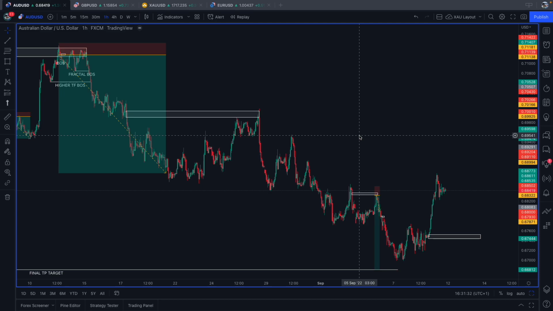Now, the four pairs I'm going to go over today are as follows. So we are going to start with AUD USD, then we're going to move over to the Great British Pound to the US dollar, then over to the XAU USD, and then we're going to finish on the Euro USD.